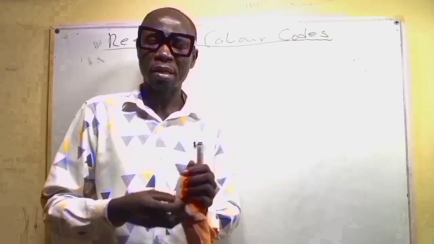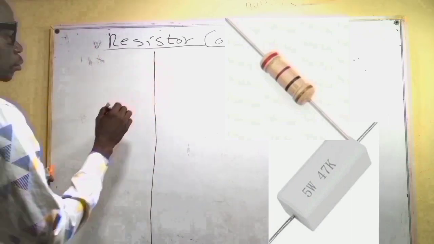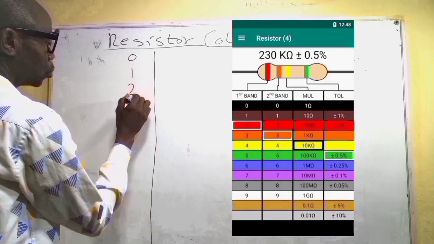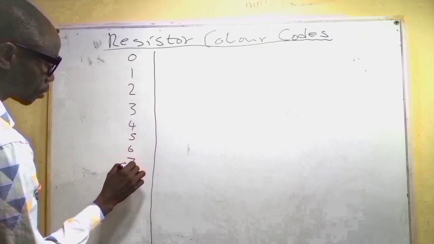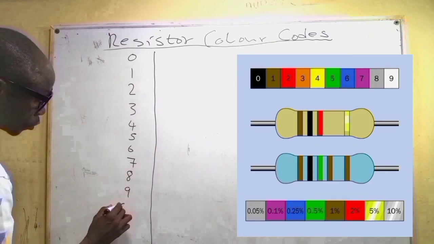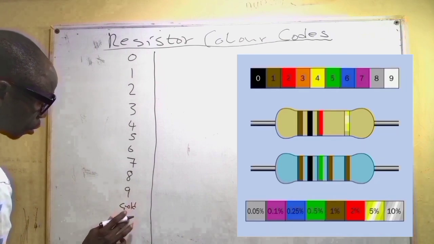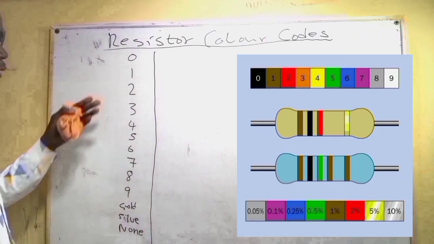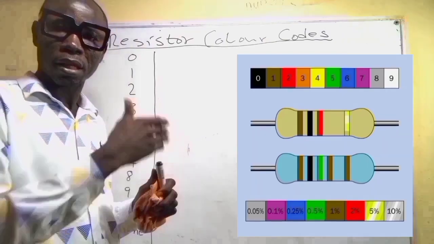Some of the resistors have the resistance written on them. The numbers are zero, 1, 2, 3, 4, 5, 6, 7, 8, 9, then gold, silver. These are the numbers, and each has a meaning against colors.